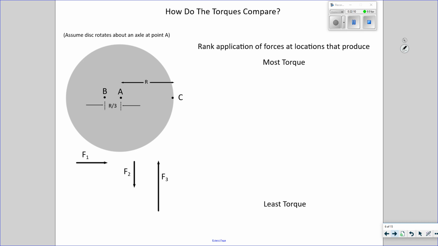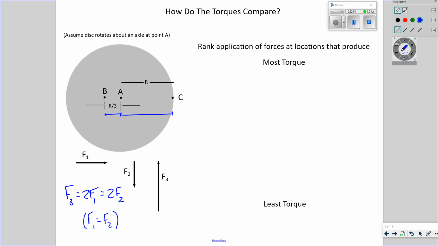And so we've got 3 different forces that can be applied in 3 different places. This is a disk that rotates about an axis that passes through A. All right, so F1 and F2 and F3, and it looks to me like I've chosen to say that F3 is twice as big as F1, and it's twice as big as F2, which means F1 and F2 are the same size. We also have that the location of B is 1/3 the distance away as the location of C, as measured relative to A.